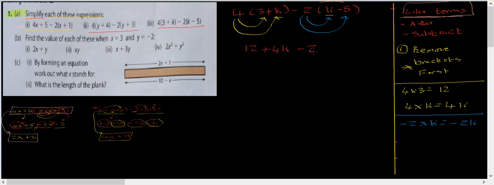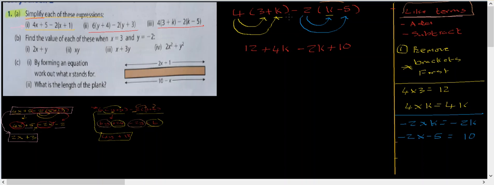So minus 2k. Then the next part, it's minus 2 multiplied by minus 5. Now remember, when we're multiplying integers, like signs give plus, unlike signs give minus. So minus 2 multiplied by minus 5 will be equal to 10, or plus 10.